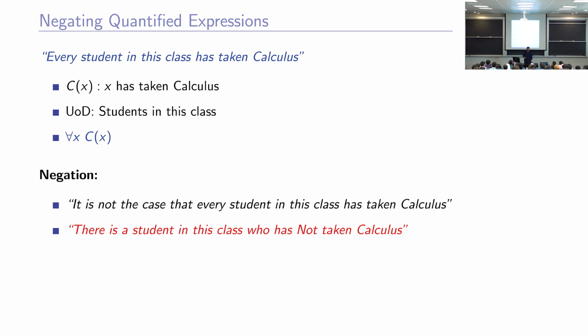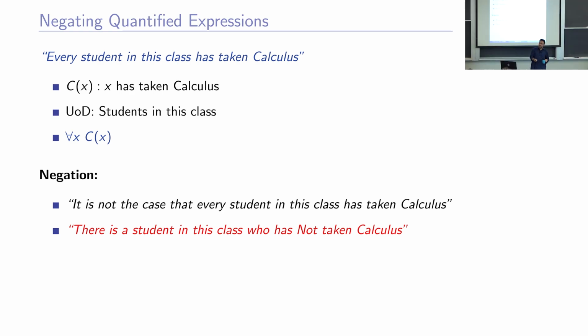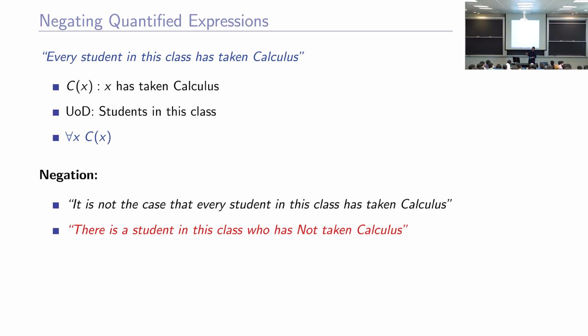Yes, please. Yes, we can say that at least one student has not taken calculus. There exists at least one student for which this predicate, has taken calculus, is not true.